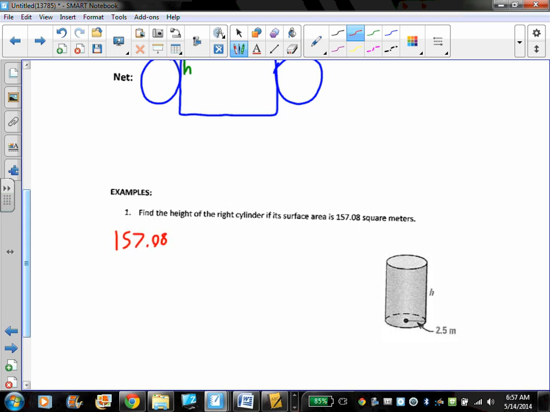157.08. Okay, so this is going to be one of those work backwards problems. So let's start on that then. We'll be able to plug in the fact that we know the radius is 2.5 meters. The first part of our equation is 2 pi r squared. So that's going to be 2 pi times 2.5 squared, plus the second part of it is the circumference times the height. So the circumference here is going to be 2 pi times 2.5 h. And our goal in the end is going to be to find h.